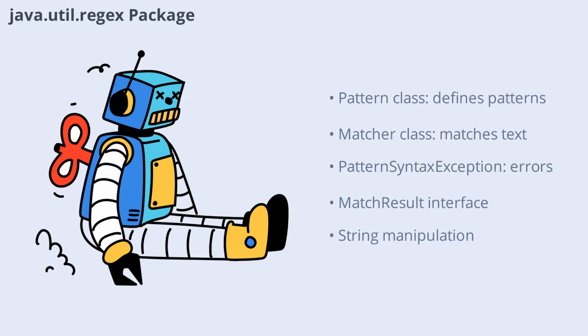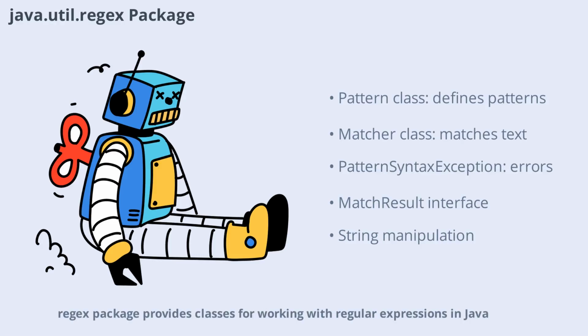The java.util.regex package provides classes for working with regular expressions in Java. The Pattern class defines patterns, while the Matcher class performs match operations on text. PatternSyntaxException indicates syntax errors in regular expressions. Additionally, the MatchResult interface represents the result of a match operation. These tools make string searching and manipulation powerful and flexible in Java.